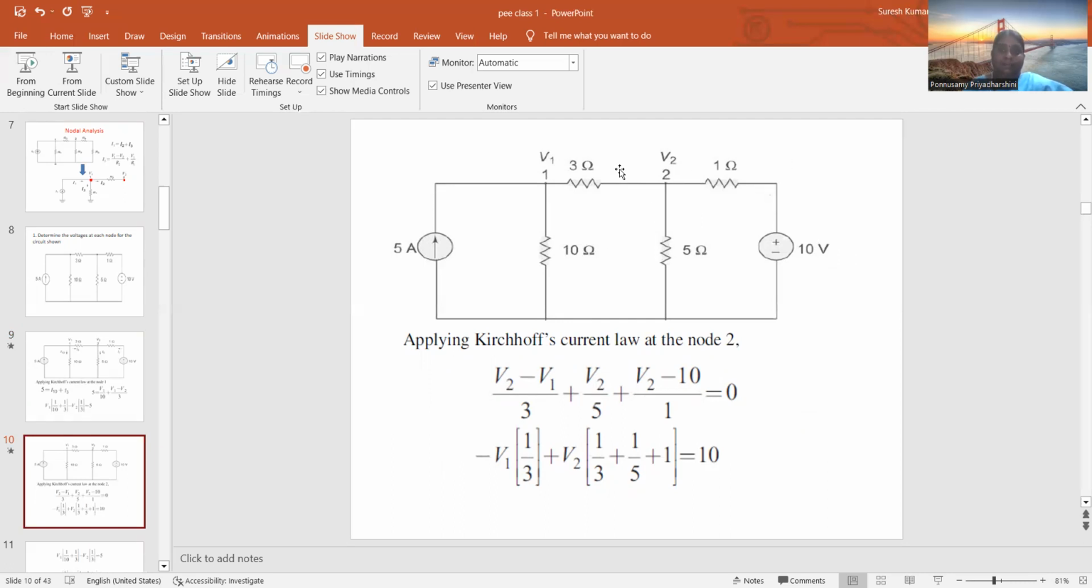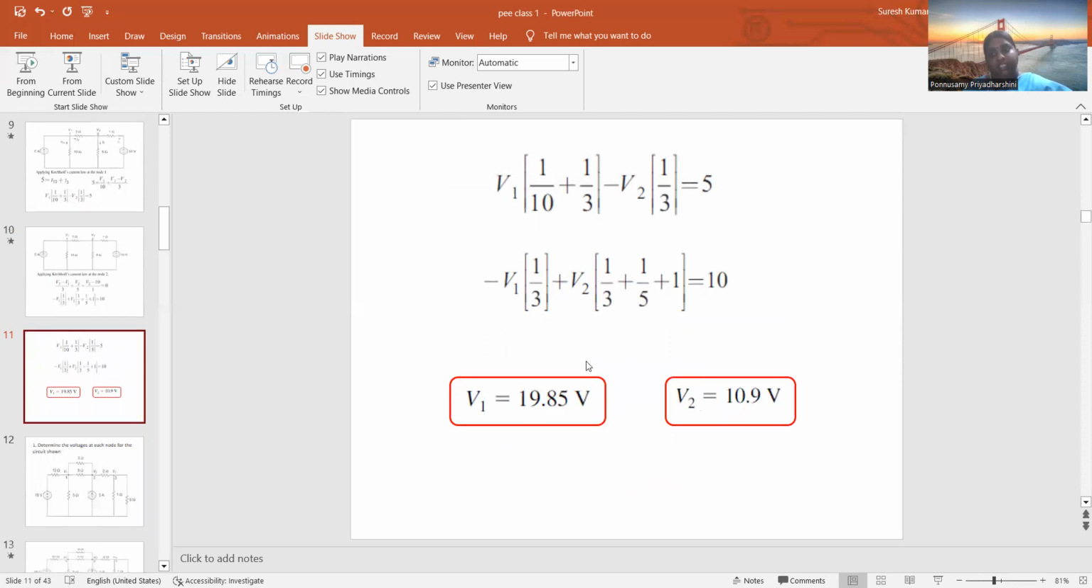But here I am using the voltage source as it is. So here there are 3 branch currents. One is the current flowing through the 3 ohms, another is the current flowing through the 1 ohm, and next is the current flowing through the 5 ohms resistor. The 3 ohms is connected between V2 and V1, so V2 minus V1 by 3, and this is V2 by 5, and the 1 ohm is between V2 and 10, so V2 minus 10 by 1. So finally this is the second equation. If we solve both the equations, the voltages V1 and V2 are 19.85 volt and 10.9 volt.